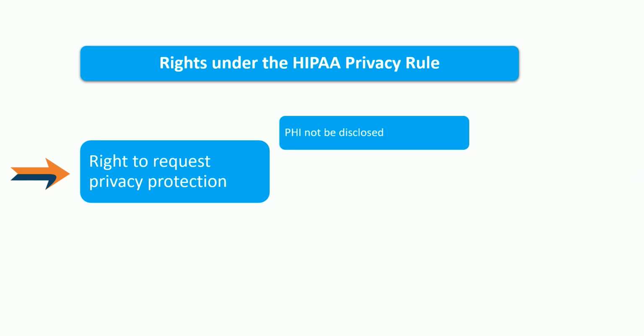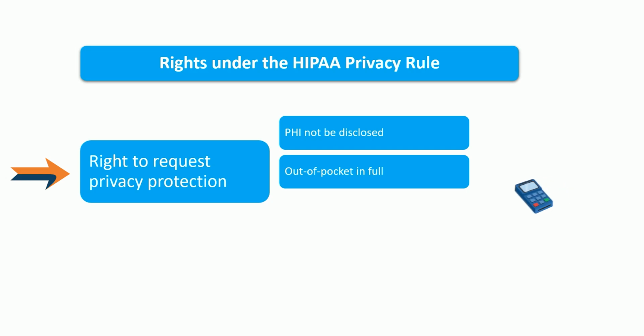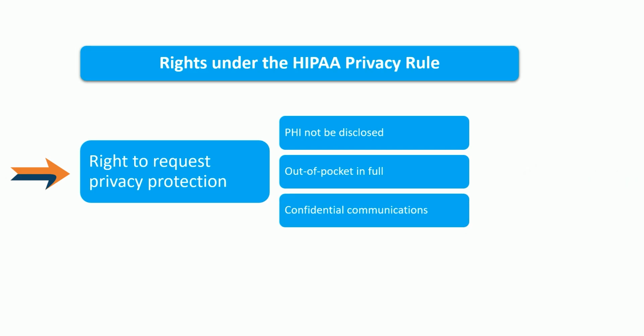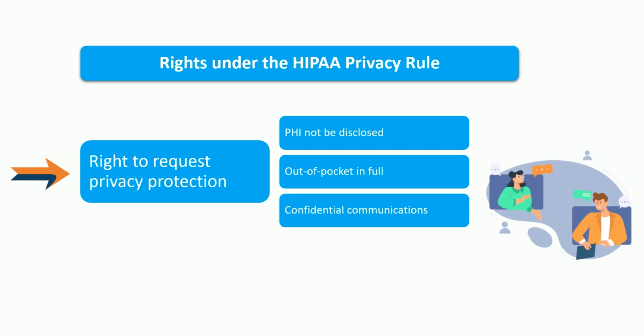So let's review it in more detail. First, patients can request that their PHI not be disclosed to certain individuals, organizations, or for specific purposes. Second, covered entities must agree to a requested restriction if the disclosure is for payment or healthcare operations and the patient has paid for the service out of pocket in full. Patients can also request confidential communications, such as receiving mail at an alternative address or by different means.